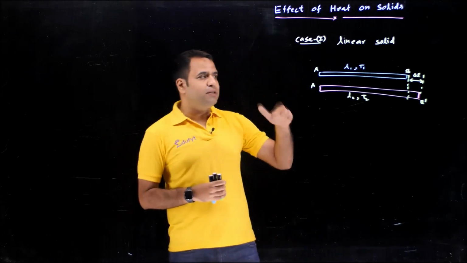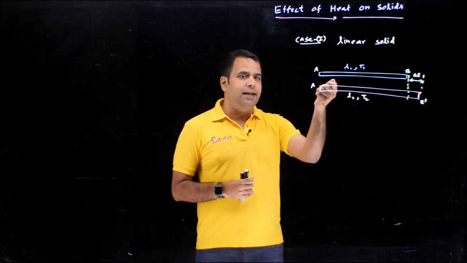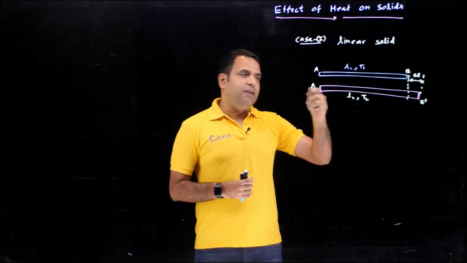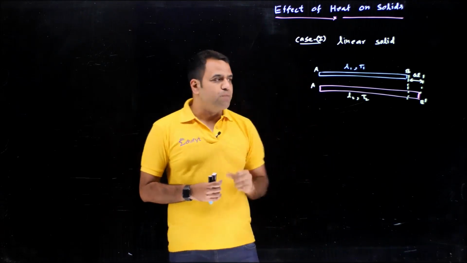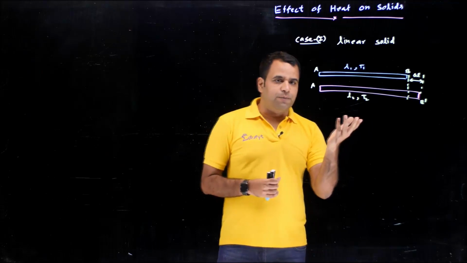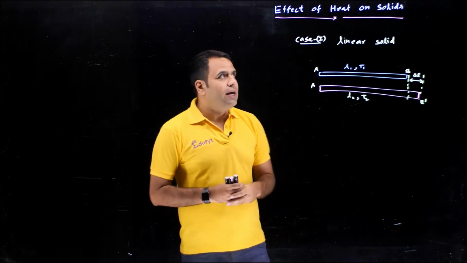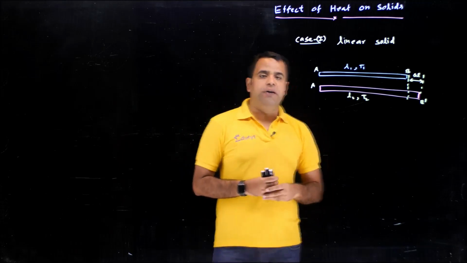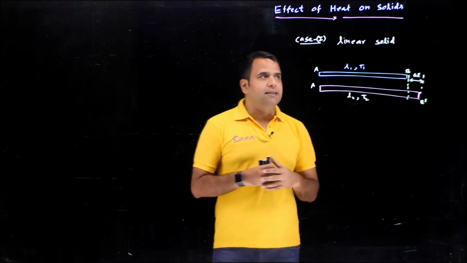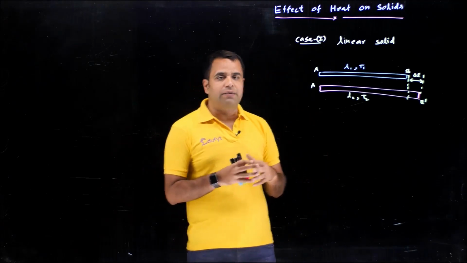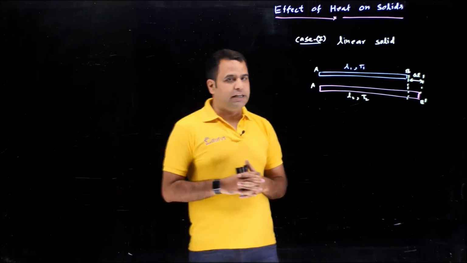Obviously, temperature will increase or decrease based upon the heat. If you provide heat, temperature will increase, and if you take the heat out, the temperature will decrease. That relationship we'll study separately. Once the temperature is changed, how the dimension is going to get affected, that's what we will study here, corresponding to solids. We will divide solids into three categories: linear solid, aerial solid, and volumetric solid objects. First we will do the linear solid object.